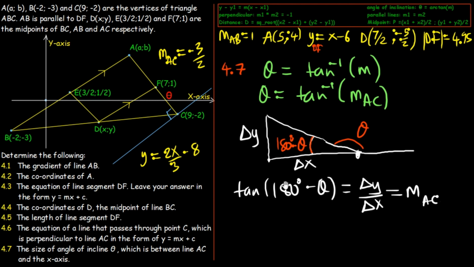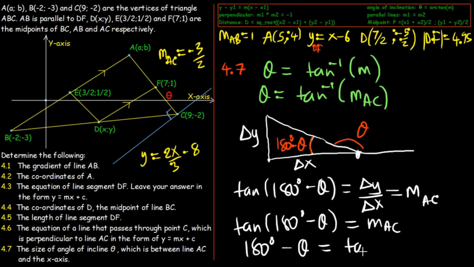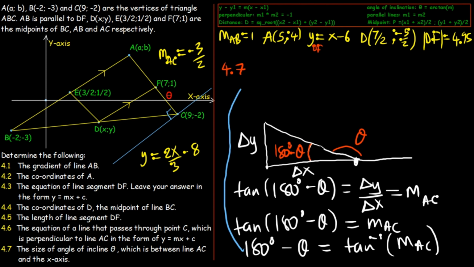This implies that we can now re-express this expression. We have tan of 180 degrees minus theta is equal to m of AC, the gradient. So it implies that 180 degrees minus theta is equal to tan inverse of the gradient of the line AC. Our objective is to find theta, which is the one I highlighted here, so we simply have to make it the subject of the formula. I'm going to clear some part of the board. Okay, so let's solve for theta.